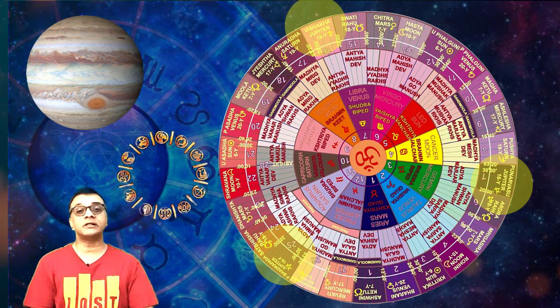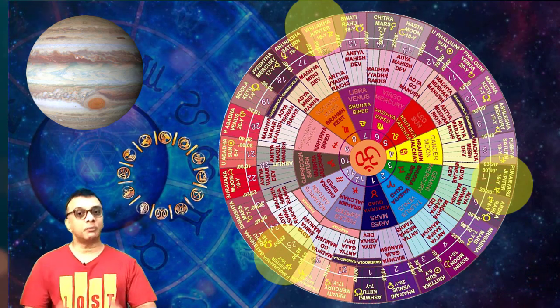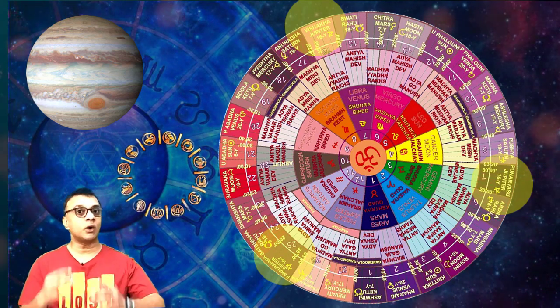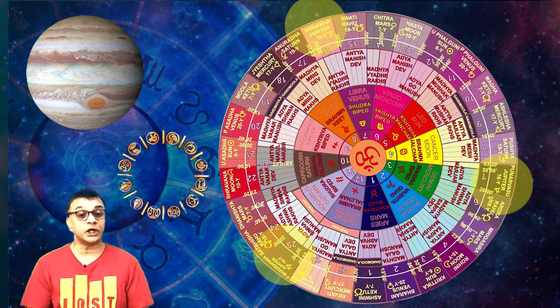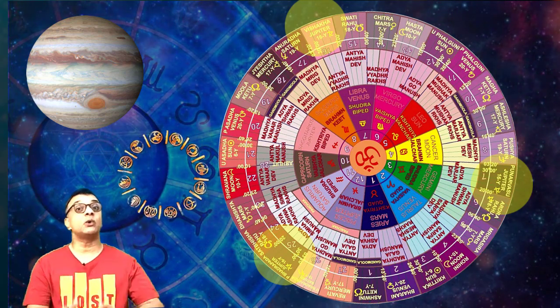However, because 1 pada is in Scorpio sign, many times it will not be easy to build a home, it will not be easy to acquire a home, it will not be easy to settle into a home, it will not be easy to settle into domestic life also.